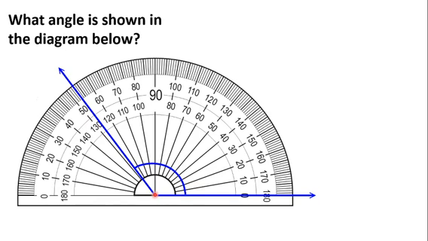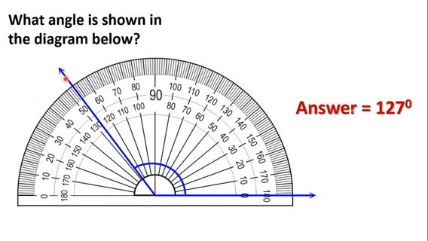Alright, you will use the inner scale, and that's because one of the lines that form the angle is on 0 in the inner scale. So you're going to read the inner scale, and then you go 0, 10, 20, 30, on and on until you get to 120. You can see 120 right here, and then after getting to 120 you need to count the smaller lines. 1, 2, 3, 4, 5, 6, 7, and that gives us 127 degrees.